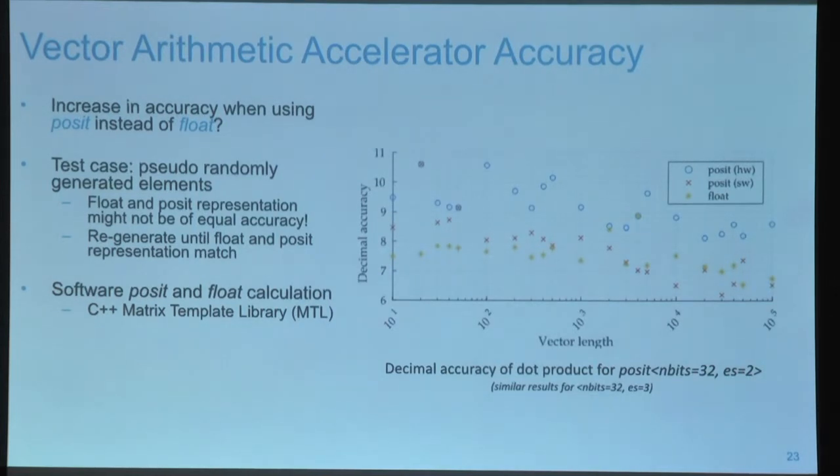Now let's take a look at the accuracy. What is the increase in accuracy? Depending on the vector length, we see that generally the decimal accuracy of the floats goes a bit down. So it does for the posits. For software emulation, we see that it's about 1 decimal point better in general. But because we use the quire, the 512-bit quire for the 32-bit posits, we get a pretty good decimal accuracy even compared to the software emulation where we don't use the quire.